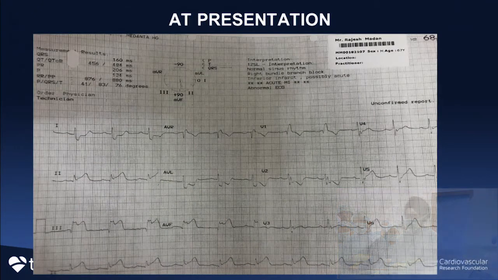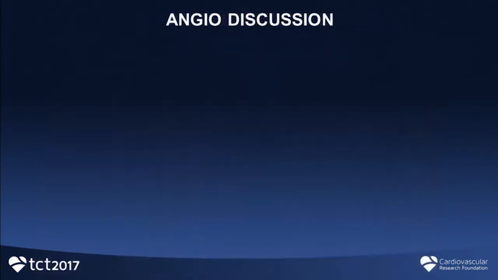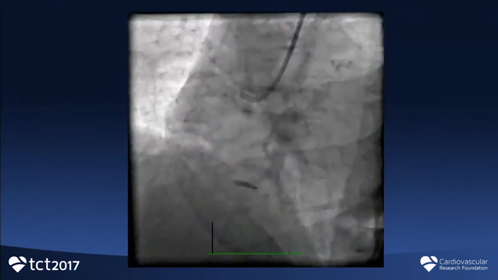So the first ECG done in the emergency room showed an ST elevation MI. You can see lead 3 more than lead 2, and has a right bundle branch block. So there was a clear-cut ST elevation MI. So he was shifted straight to the cath lab from the emergency room without any delays. And we were expecting the right coronary artery to be blocked. Can you go to the next one?